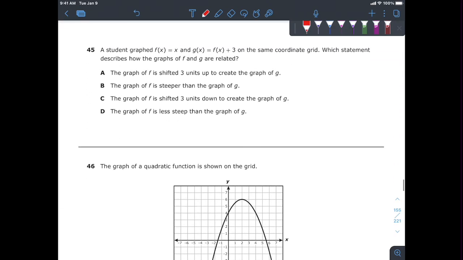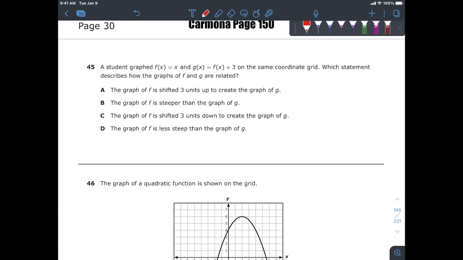Number 45. A student graphed f of x equals x and g of x equals f of x plus 3 on the same coordinate grid. Which statement describes how they are related? Well, let's pretend like I forgot my rules. I'm going to call this f45 of x and g45 of x is equal to f45 of x plus 3.